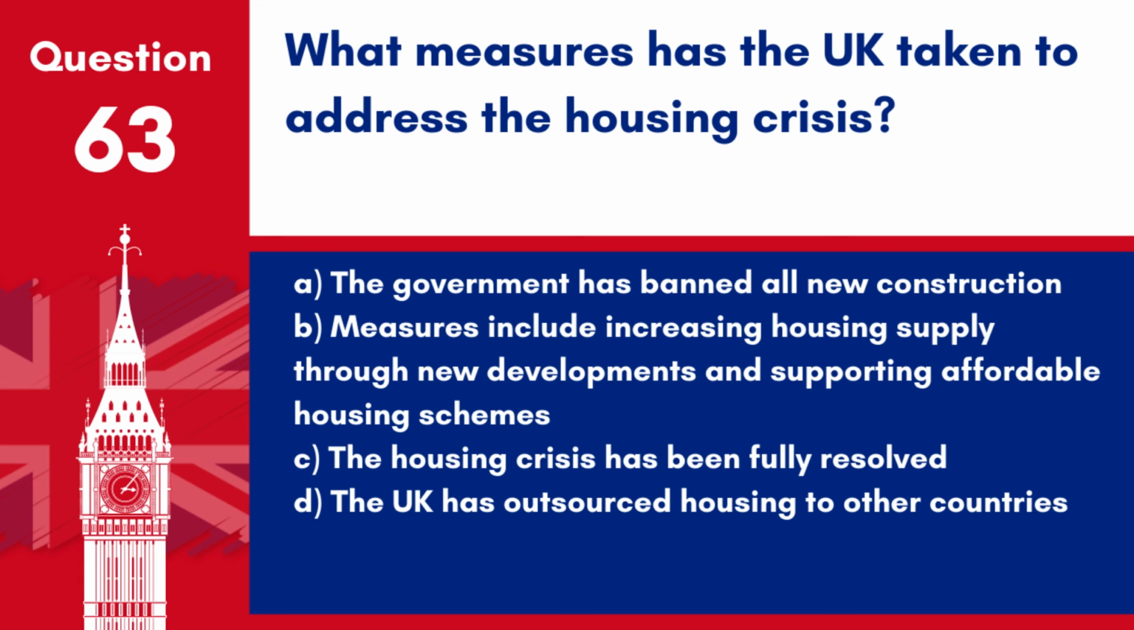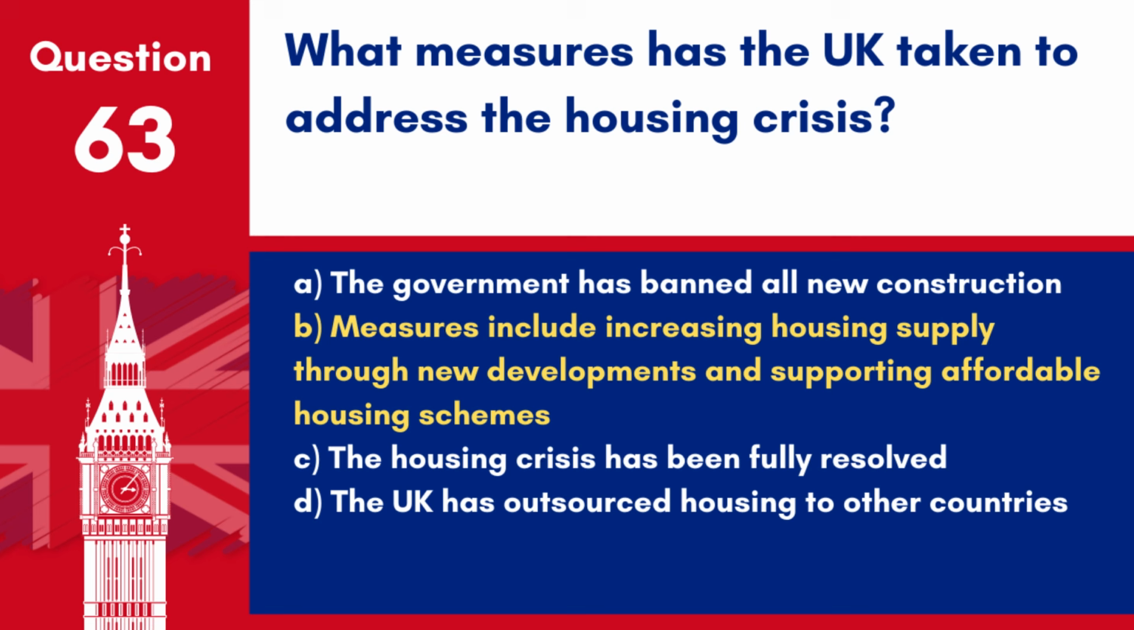Question 63. What measures has the UK taken to address the housing crisis? A. The government has banned all new construction. B. Measures include increasing housing supply through new developments and supporting affordable housing schemes. C. The housing crisis has been fully resolved. D. The UK has outsourced housing to other countries.